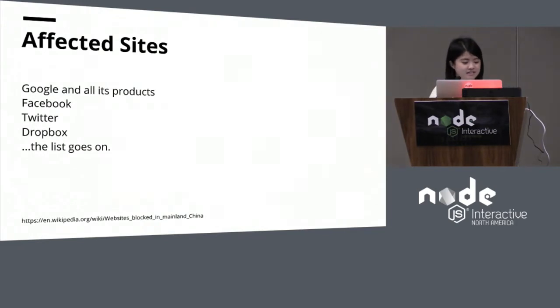And the affected sites include Google and all its products, Facebook, Twitter, Dropbox, and the list goes on. Google in particular has YouTube and a lot of CDNs, and also Google Fonts. If your CSS references that, it also won't work.